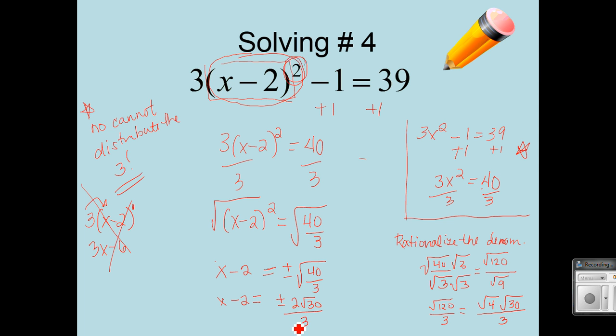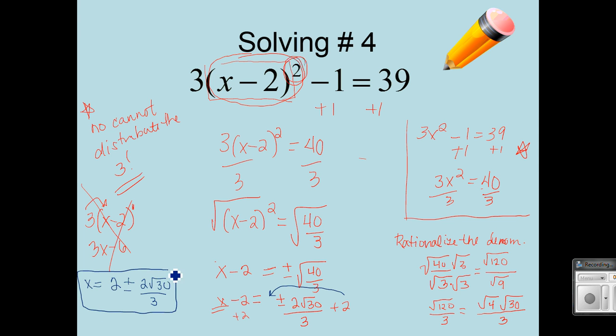And now we're not done, okay? We still need to get x alone. So to get x alone, I need to add 2 to both sides. Okay, well, I'm going to add 2 to both sides. So my answer here, and I'm going to do this in a different color so you can see what the answer is. My answer is x equals 2, because I'm going to put that 2 in front here. I'm just going to move it out in front here because it's easier to write it this way. Plus or minus 2 square roots of 30 all over 3.